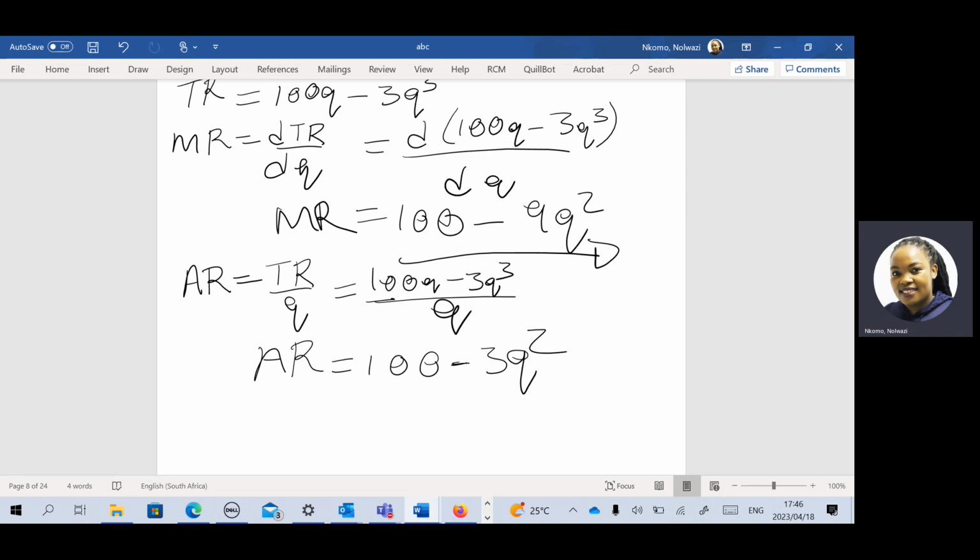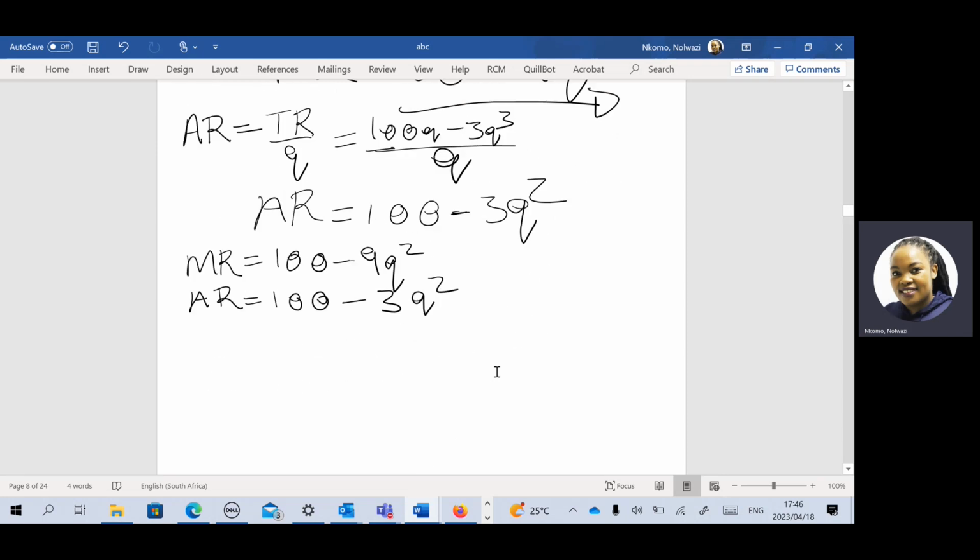This is the average revenue. You see, it's not the same. It's not always the same. We have marginal revenue equals 100 minus 9Q squared, and we have the average revenue equals 100 minus 3Q squared. Remember, we were asked to find the average cost and the marginal cost.